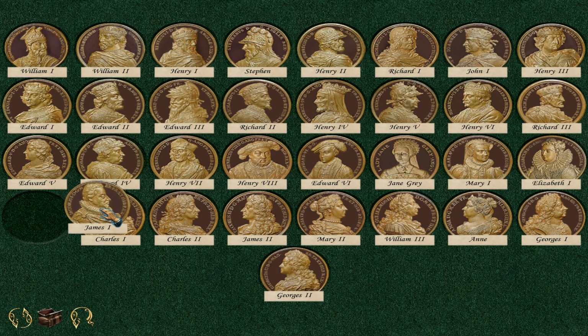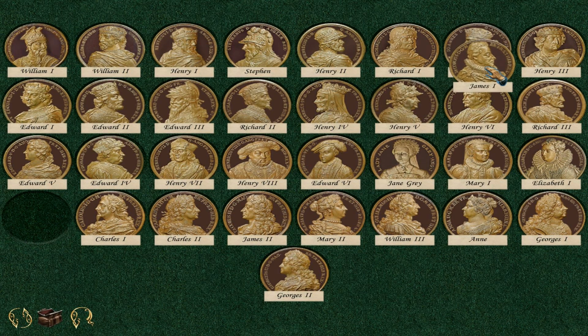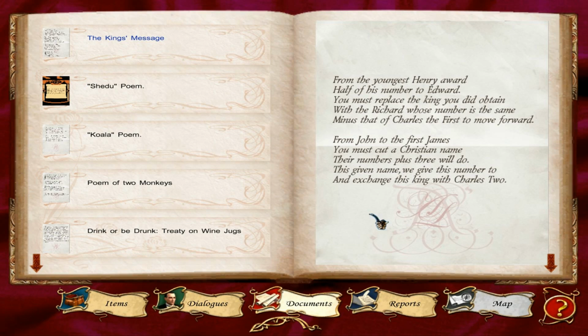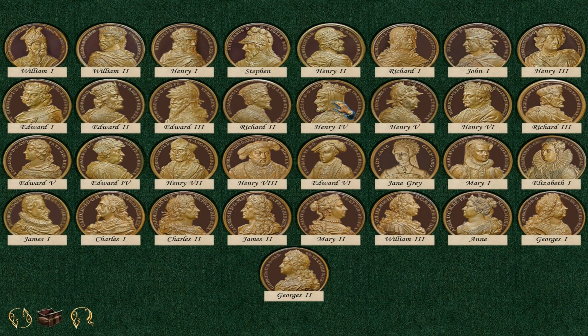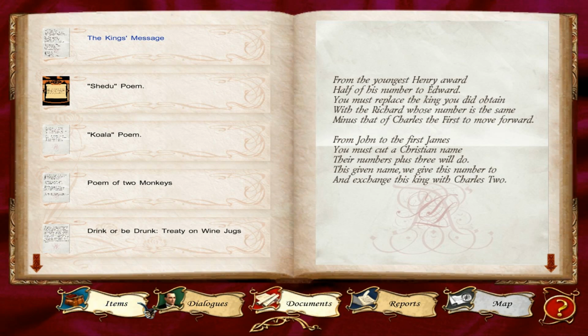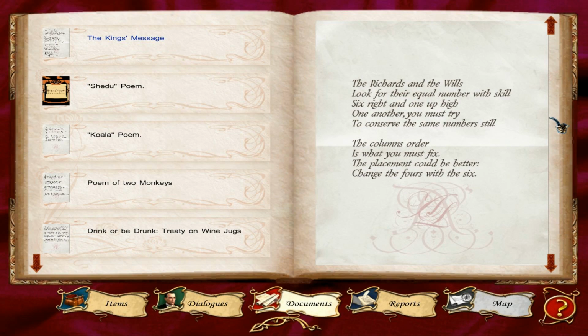Because if I were to draw a line like that, you go through Henrys. Vaguely. Roughly. So their numbers plus, what was it, plus 3. So they're both... Oh, it's Henry the 4th, because they're both the first. Henry the 4th with Charles II. Or not. I don't like the fact he's not saying that we've got it right. This given name, we give this number 2.